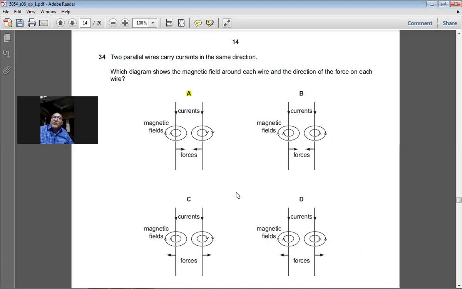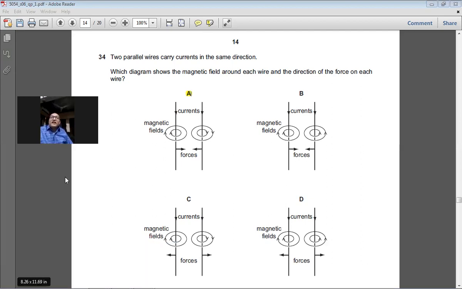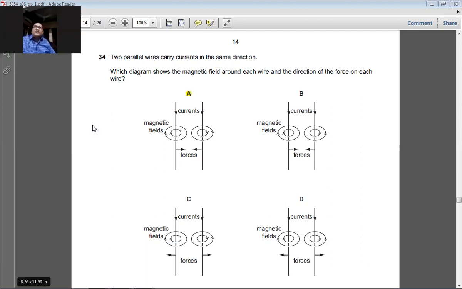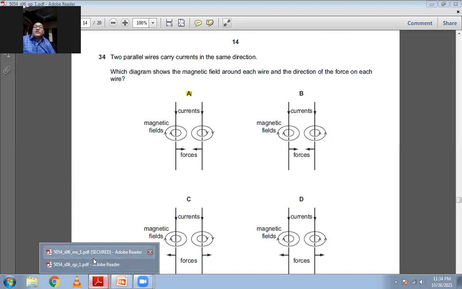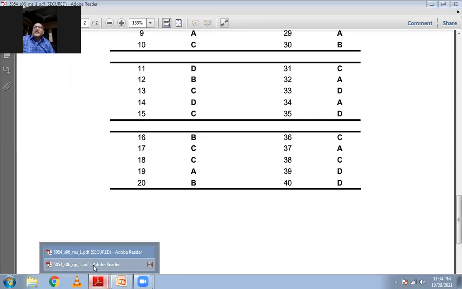So when you have two straight conductors, and those two straight conductors have current in the same direction, they will have attraction with each other. So A is the choice. Question number 34, A is the right choice.